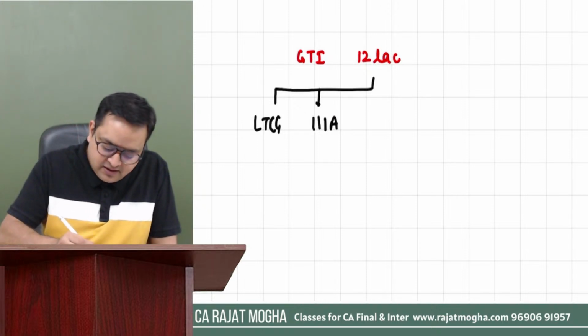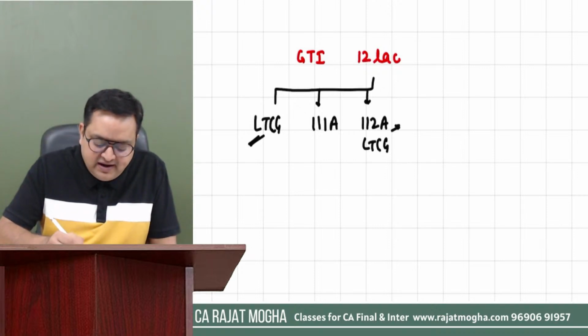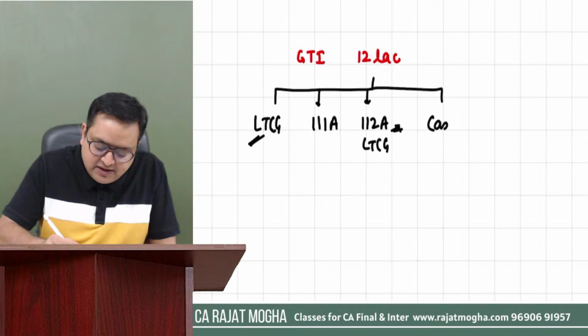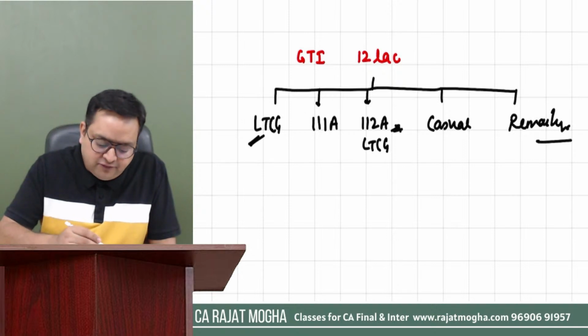Okay. And if we have income from 112A, that is LTCG on equity shares. This was normal LTCG of 112, and this is LTCG of 112A. And if we have any casual income or undisclosed income, and then we have remaining income. This remaining income, right? So we can claim.